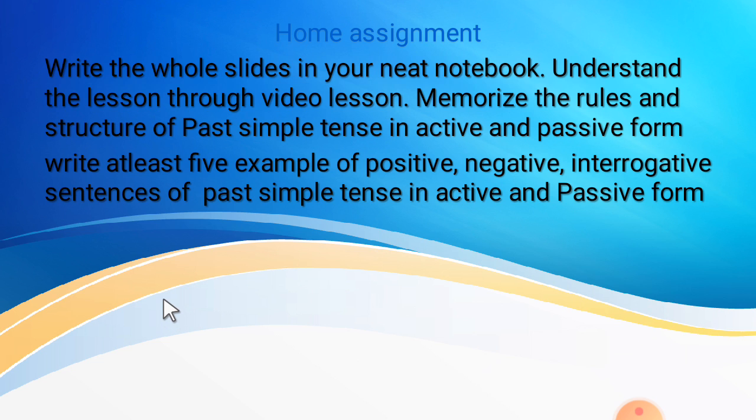Hope you understood it. Now I am giving you a home task. Write the whole slides in your neat notebook, understand the lesson through the video lesson, and memorize the rules and structure of the simple past tense and active and passive form. You have to write these whole slides in your neat notebook and you have to memorize the rules and structure, which is very necessary to change active voice into passive voice. Write at least 5 examples of positive, negative, and interrogative sentences of the simple past tense in active and passive form.